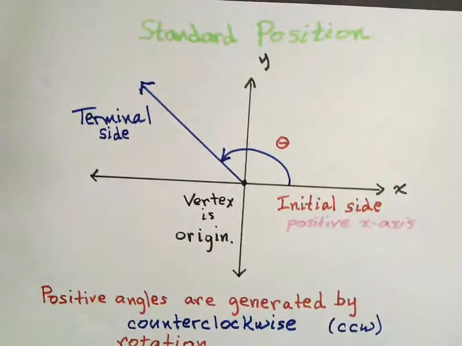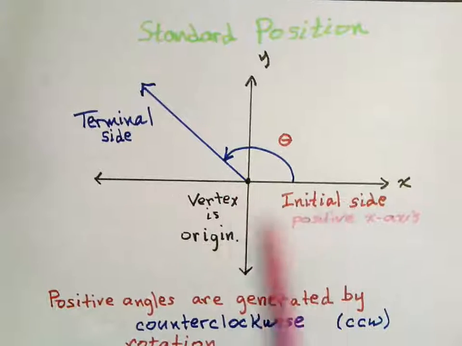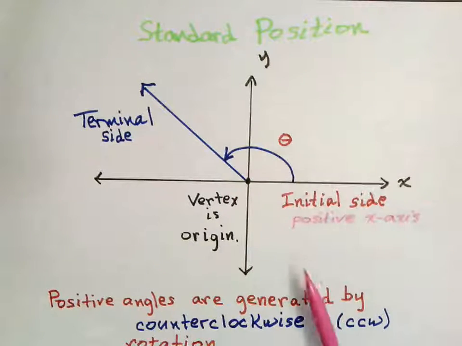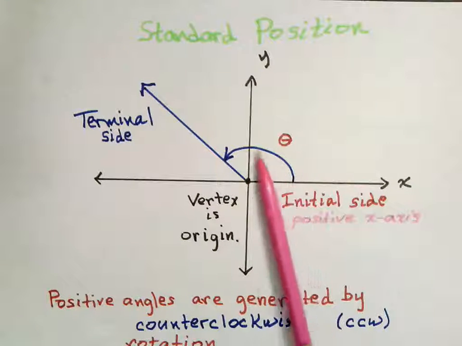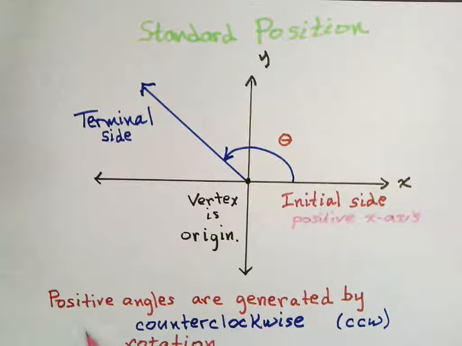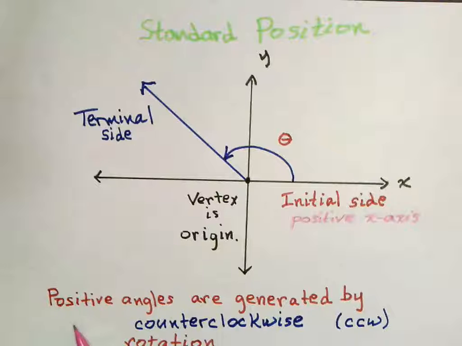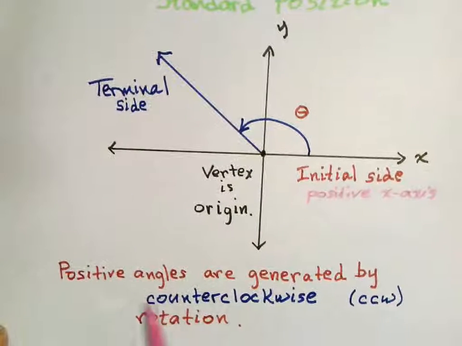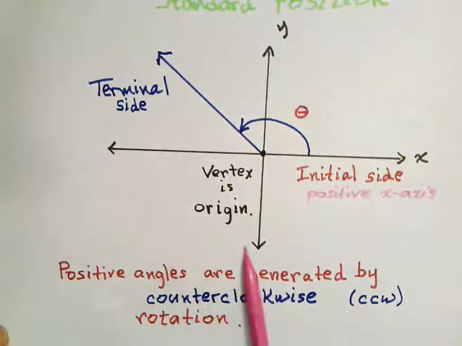Now let's talk about an angle being in standard position. Here's the positive x-axis. This is the initial side. We're moving counterclockwise. When we start on the positive x-axis and we go in a counterclockwise direction, the angle will be positive. So positive angles are generated by counterclockwise rotation.